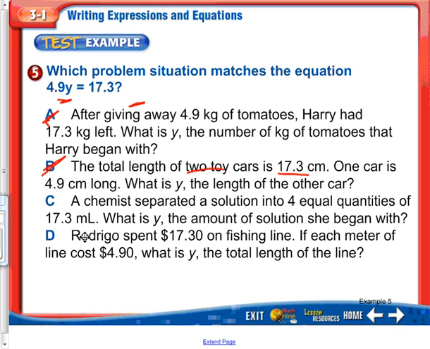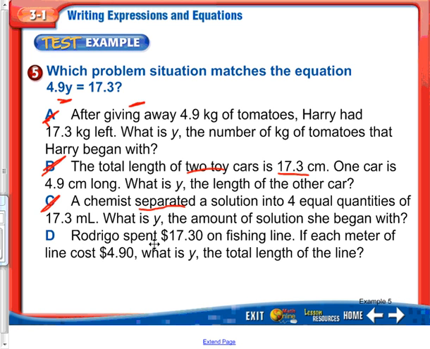Letter C. A chemist separated a solution into 4 equal quantities of 17.3 milliliters. What is Y, the amount of solution she began with? Well, whenever we're separating, usually what we think about is that we're dividing, kind of like you're separating a bag of candy to a class. Okay, so we're not dividing in this problem, we're actually multiplying. So let's try letter D. It's our last choice. Hopefully it is correct.